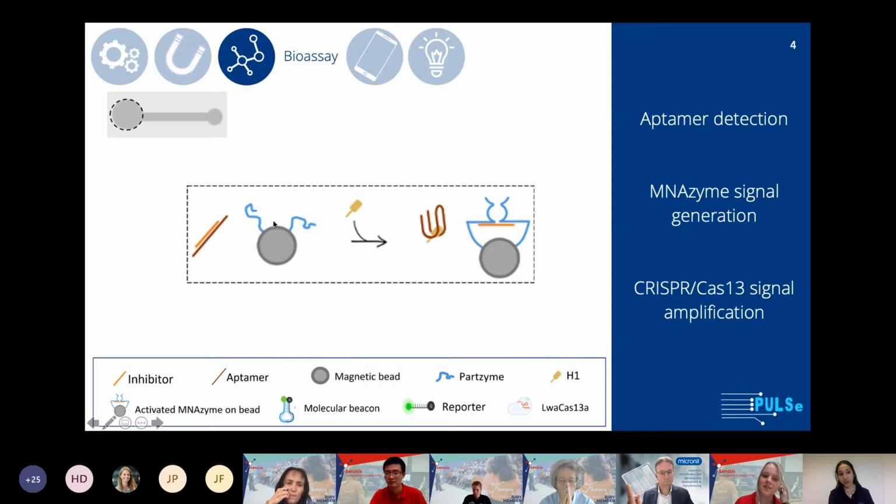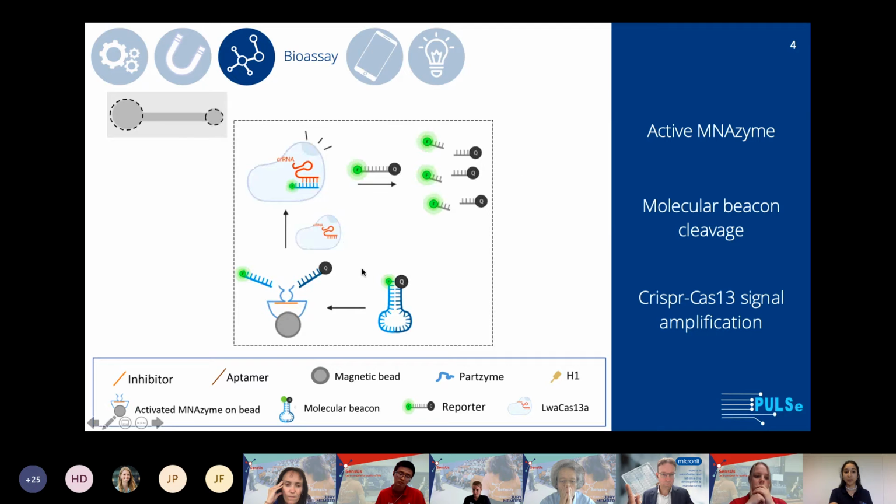So when saliva enters the first reservoir, H1 particles, if any, will bind to the aptamers, causing the dissociation of the inhibitor from the aptamer. The loose inhibitor will then be able to bind the enzyme and activate the enzyme on the bead. At this stage, the cartridge will slide over the electrodes and displace the functionalized magnetic beads to the second reservoir. Reservoir B is filled with molecular beacons that can then be cleaved by the active enzymes, and this results in the separation of the fluorophore from the quencher, allowing signal generation.